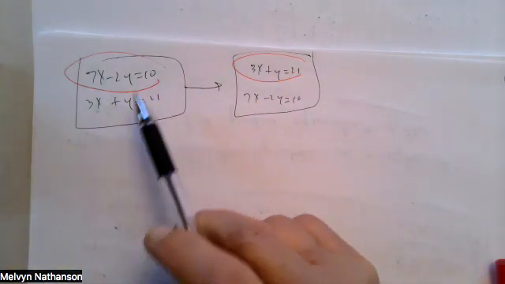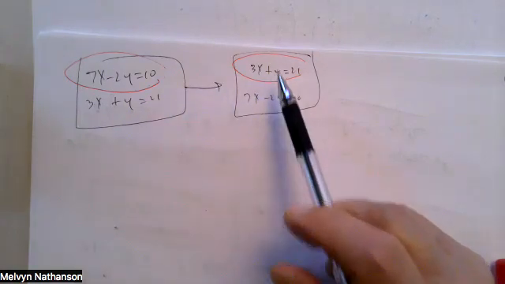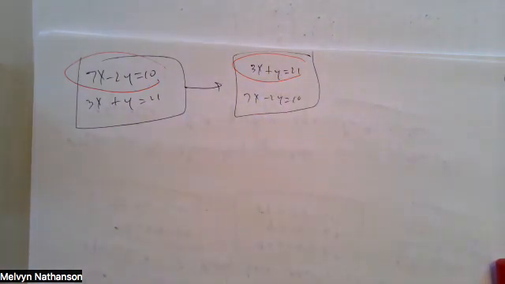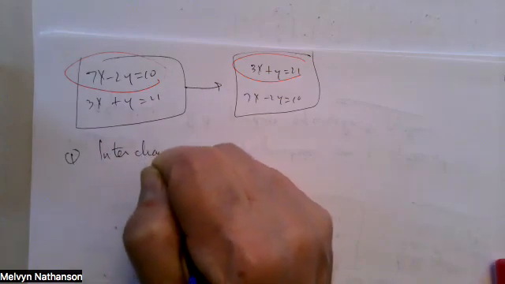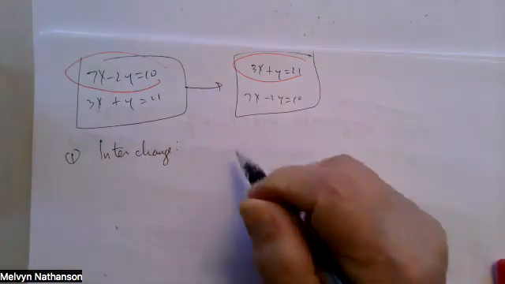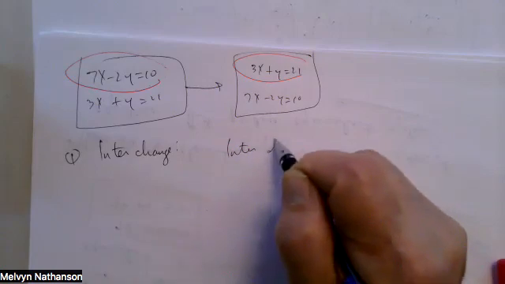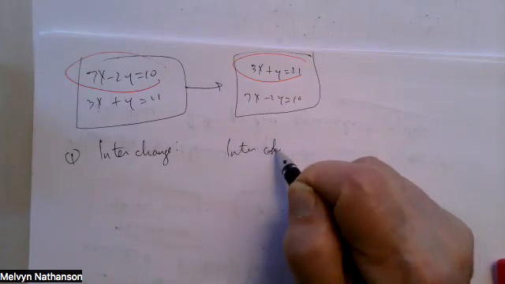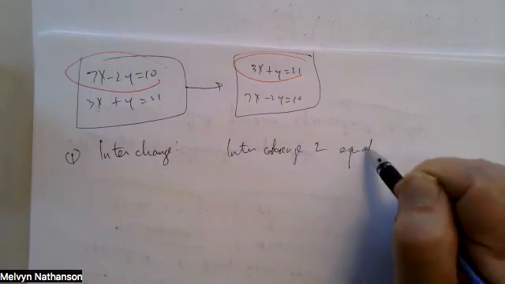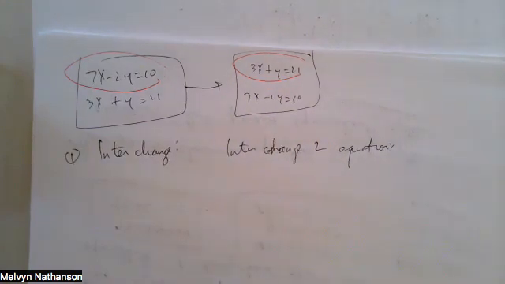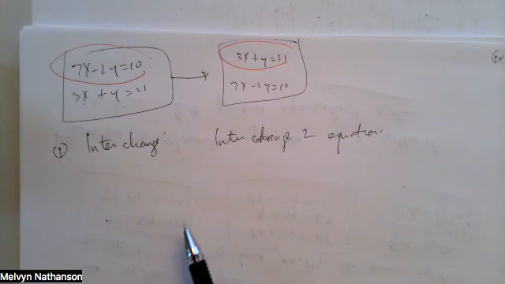But all I did was interchange two equations. So any numbers x and y that solve both these equations also solve both these equations. So this is the first elementary operation. I can call it just interchange. You can interchange any two equations and we get an equivalent system. Okay.